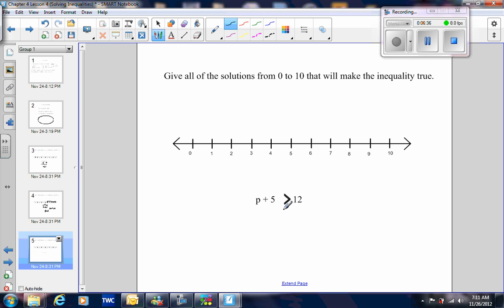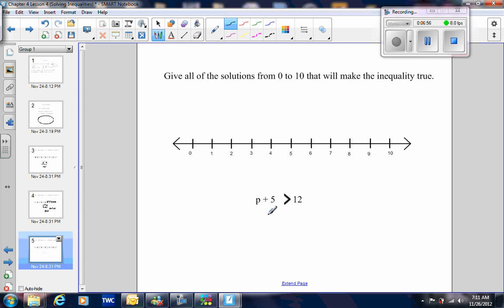All right, we'll try this one. This one does not have that little line underneath there. And so we won't have one that is equal to. Only greater than, and that's it. All right. P plus 5 is greater than 12.